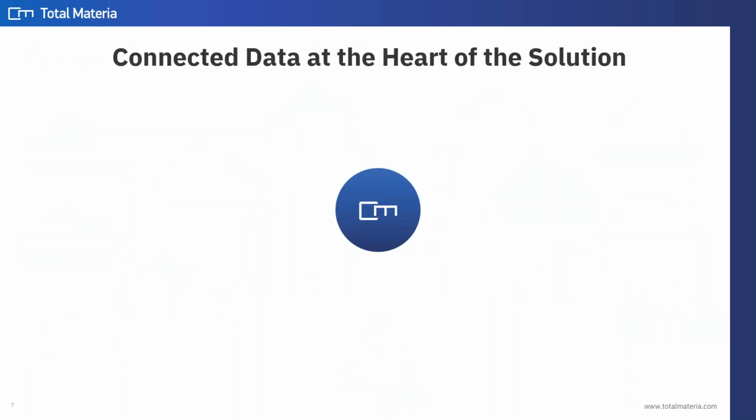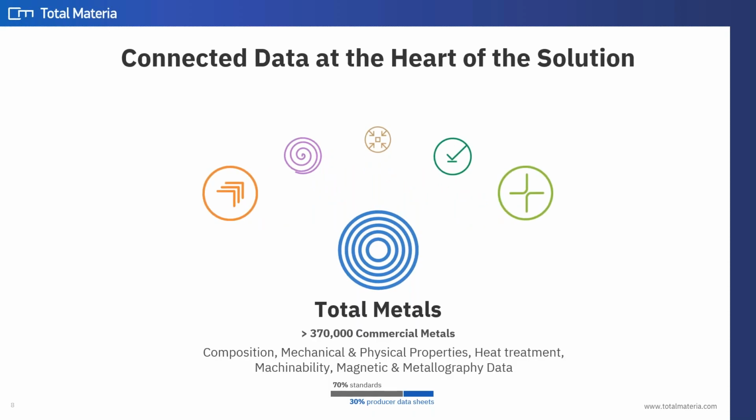But of course, before we get into the functionalities and into the application itself, it's great to learn what is all the information that we have that's connected to the heart of the solution. Firstly, we have metallic material information, over 370,000 commercial metals, and you can find composition, mechanical and physical properties, heat treatment diagrams, and heat treatment information from standards, machinability information, magnetic and metallography data as well. About 70% of the information comes from standards, and about 30% comes from different producer data sheets.